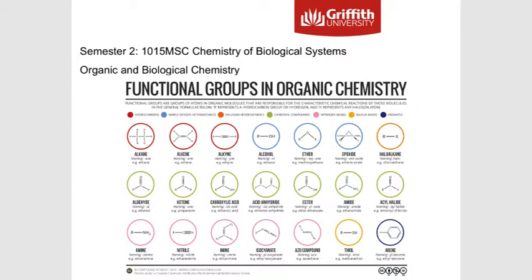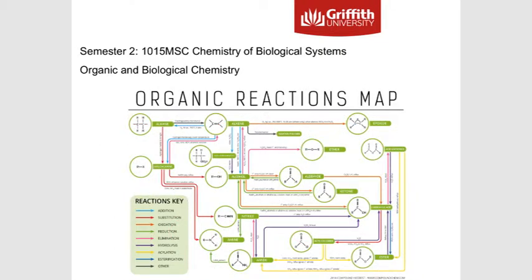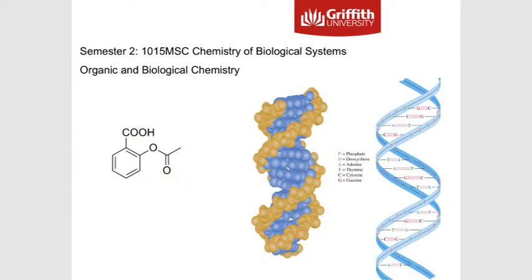My course is a semester 2 course, just finishing up now, chemistry of biological systems, and in that we teach organic and biological chemistry. Students will learn this through study of functional groups, through the reactions by which these molecules interact, and then they'll learn about biological molecules. The one on the left there is aspirin, and students synthesise this one in the lab, and the one on the right, that double helix, you might recognise as being DNA. So this is a very content-heavy course.